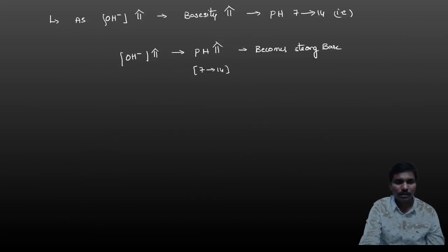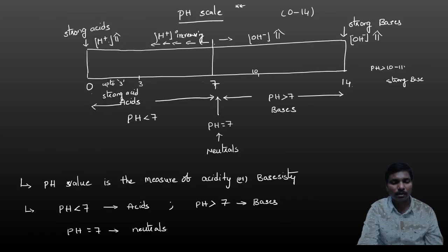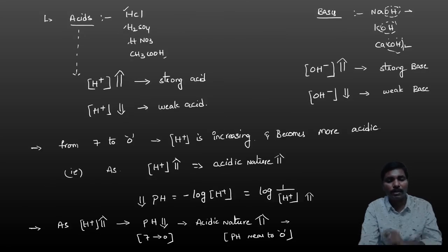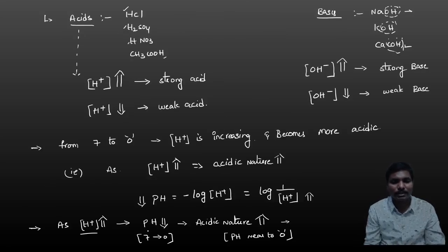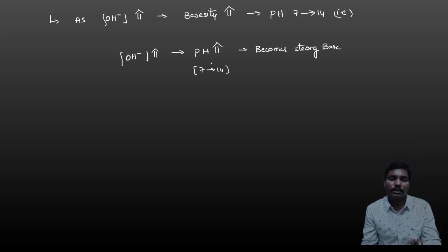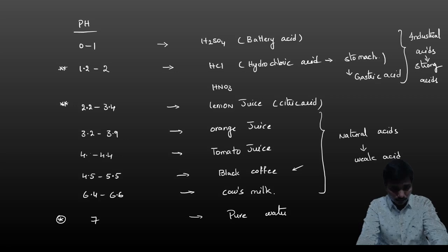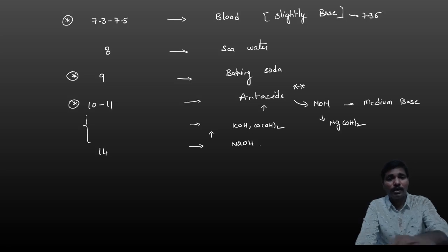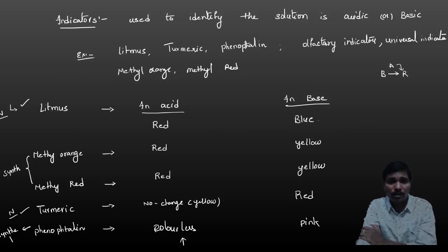So once again, guys, in this session we discussed the pH scale. Less than 7 is acid, more than 7 is base, exactly 7 is neutral. As H plus ion concentration increases, pH decreases and it becomes more acidic in nature. As OH minus ion concentration increases, pH also increases, so it becomes more basic. Some of the important points here. If any point is not covered here, that will be covered in the MCQs. Don't need to worry about that.